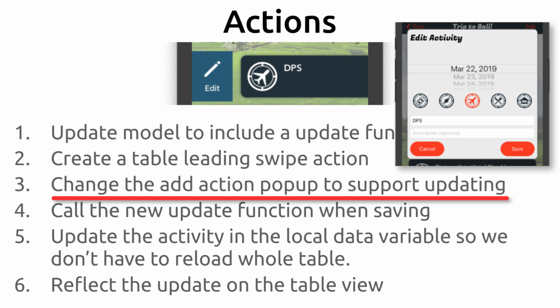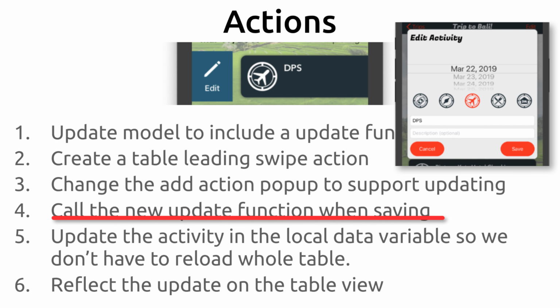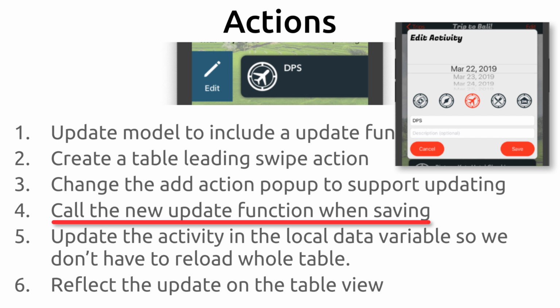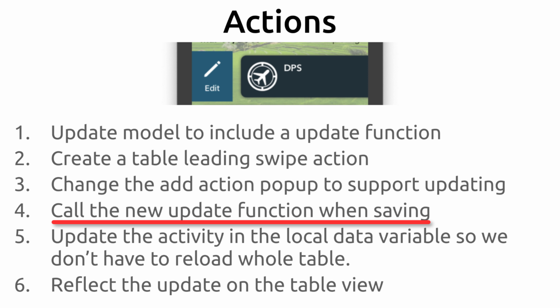And then once we click the save on that pop-up, we want to call our new update function that we added in step number 1. And that save function in step number 4 will actually update it on our data source. And it might be a remote data source in this case.